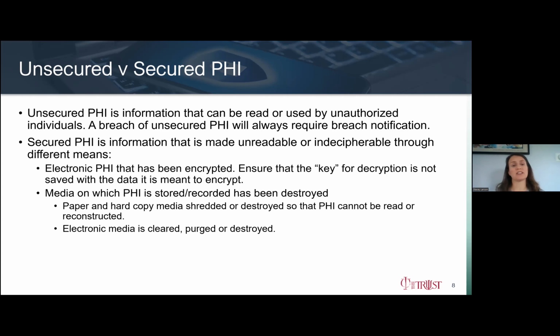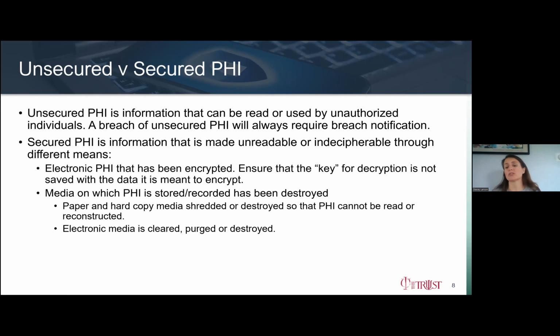Secured protected health information is information that is made unreadable or indecipherable through different means. These means could be electronic PHI that has been encrypted. Generally, that involves a key that you are given, a long string of letters and numbers, and that key is what unlocks the documents in your computer so that you can read them. You want to make sure that key is never saved in the same place with the data.